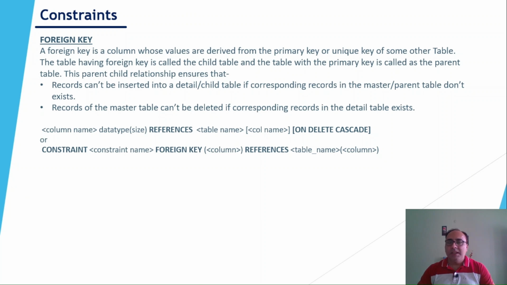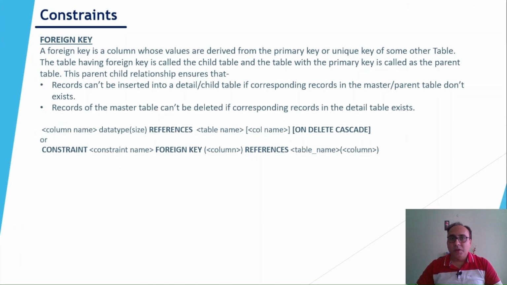A foreign key is a column which is basically derived from the primary key or unique key of some other table. It means it can hold only that value whatever exists in the parent table. The table which is having the foreign key is called the child table, and the table which is having the primary key is called the parent table. So it's having that parent-child kind of relationship.